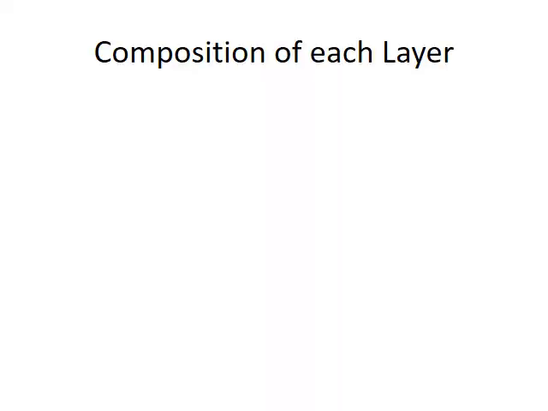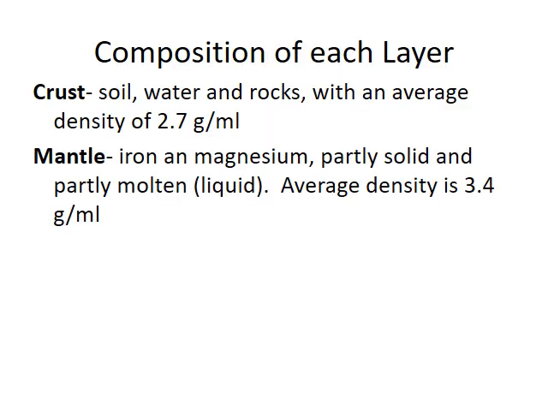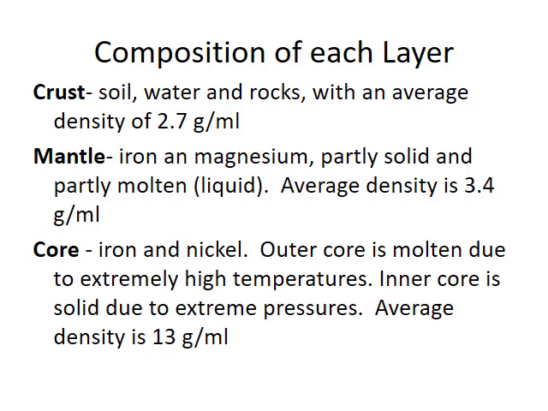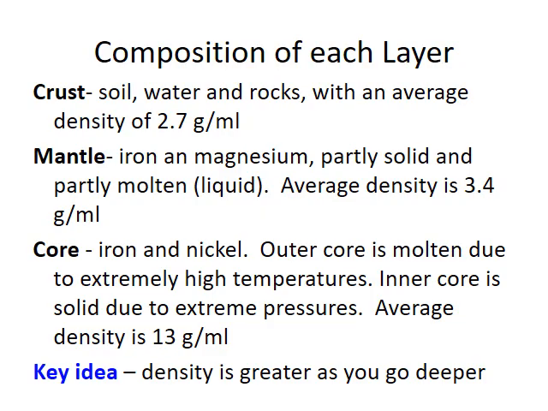So, the composition of each layer. The crust is rocks. Notice a fairly low density, 2.7. The mantle is iron, magnesium. It's molten, gooey kind of stuff. And the core is iron and nickel that is super, super hot. The key idea here, once again, is that the deeper you go into the earth, the higher the density.